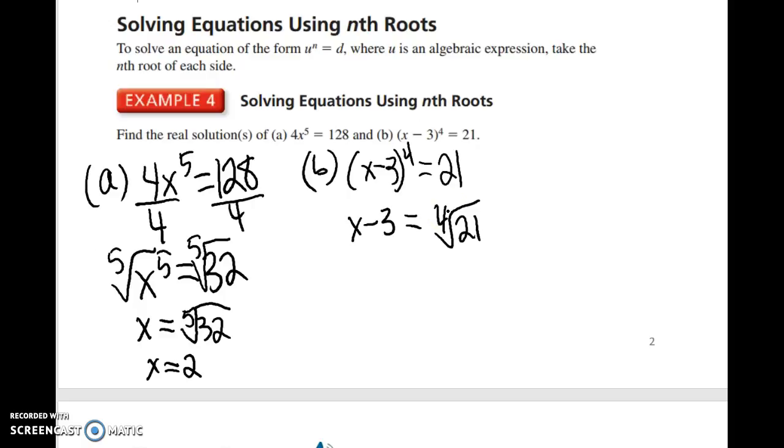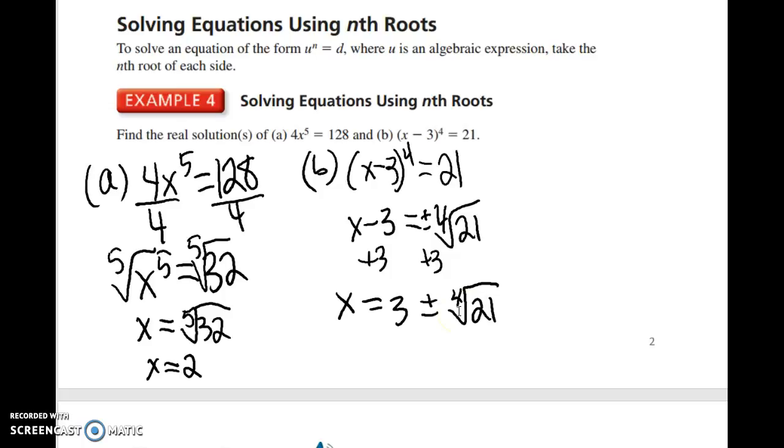And because this root is even, we have to say plus or minus. Think about when you take the square root of x. You always put plus or minus in the front. So the 4th root, we're going to do the same. So now we add 3 to both sides. And I'm going to get x equals 3 plus or minus the 4th root of 21.